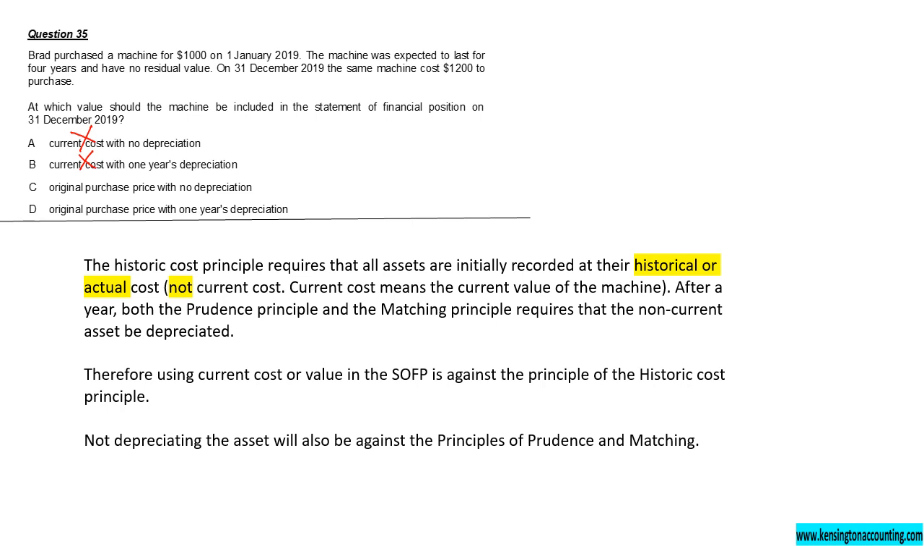So both the prudence principle and the matching principle require depreciation to be charged every year. Therefore, this no-depreciation option, as in answer C, is wrong. What is required is that the machine is shown at its original cost, and the accumulated depreciation, in this case only 1 year because the machine was bought only a year ago, should be charged against the cost, so that the net book value is the original cost less 1 year's depreciation. Therefore, the correct answer is D.